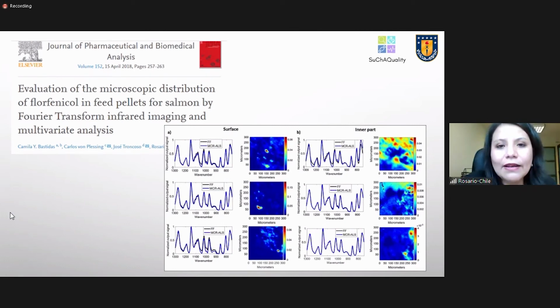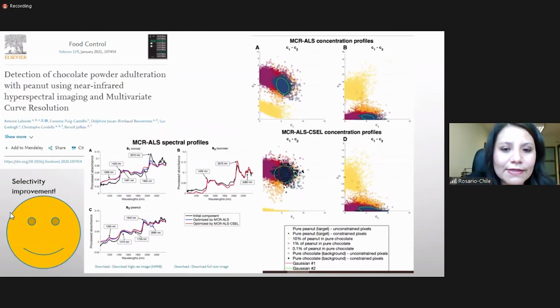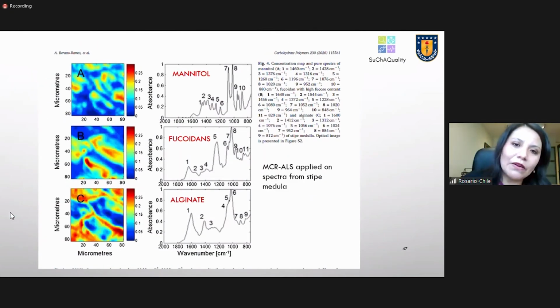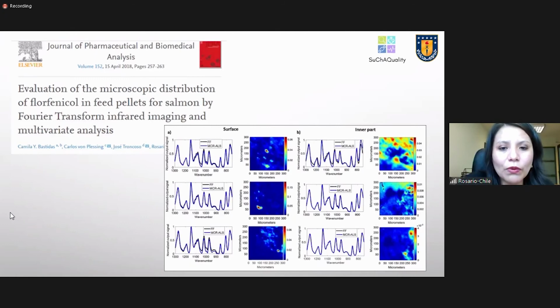So in the works that we see here, okay, we can find the pure spectra of the components and then interpret them and assign these components to one chemical compound. But here we have the florfenicol standard. It's different because we have a pellet used for salmon as food, but also as a drug. So we have the florfenicol standard, and we can look for this florfenicol in the food, okay?